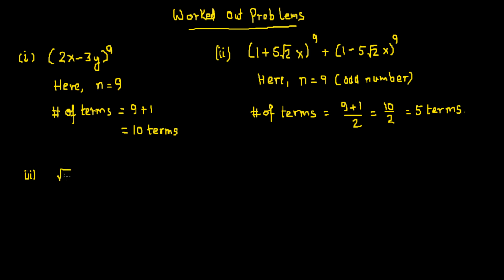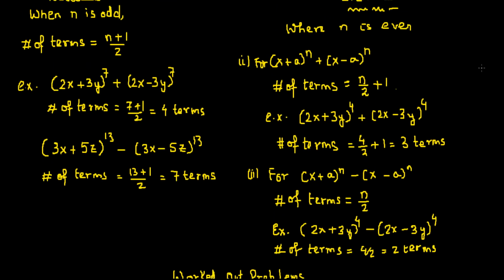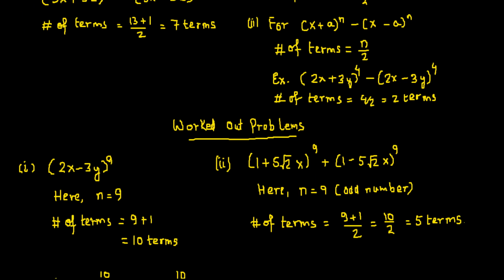(√x + √y) whole raised to the power of 10 plus (√x - √y) raised to the power of 10. So here we have n equals 10, which is an even number. So this being an even number, we'll apply the formula. Let's go back. What was our formula for the even case? This is n by 2 plus 1. So this is the one, n by 2 plus 1.